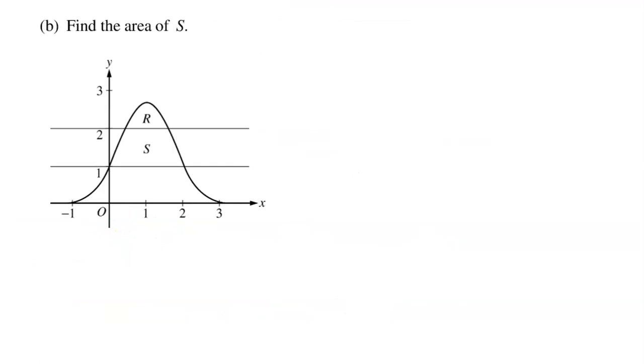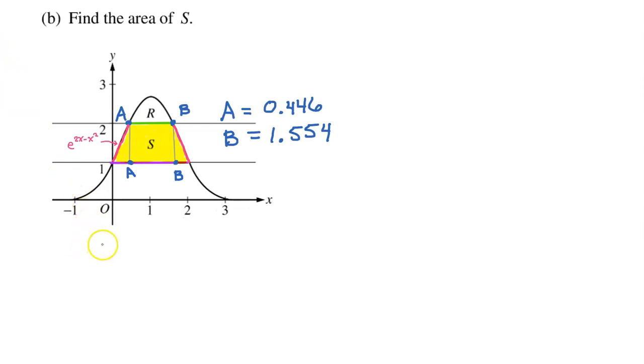Part B, find the area of S. When we integrate with respect to x, we know we can find the area between two curves by integrating the top function minus the bottom function. However, we have to be careful with region S because the top function changes.